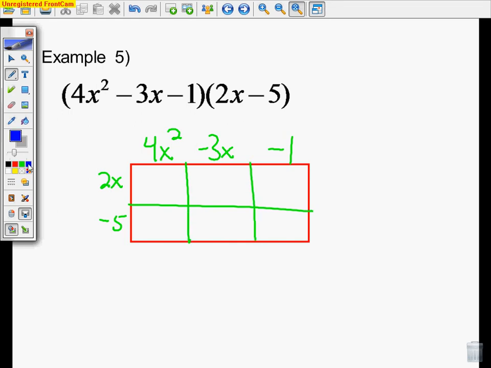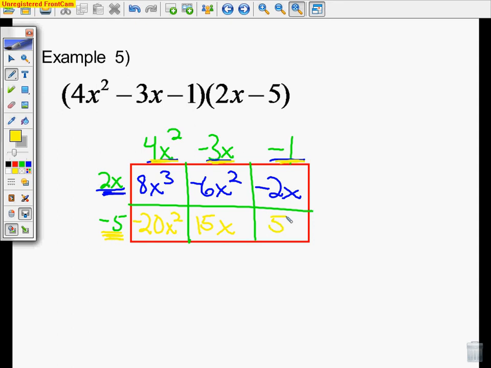the terms together. 4x squared and 2x, that's 8x cubed. Negative 3x and 2x, that's negative 6x squared. Negative 1 and 2x, that's going to be negative 2x. And then 4x squared and negative 5, that's negative 20x squared. Negative 3x and negative 5, that's positive 15x. And then negative 1 and negative 5, that's positive 5.